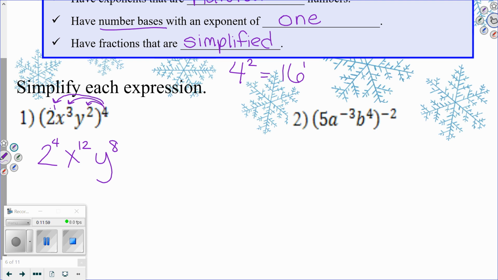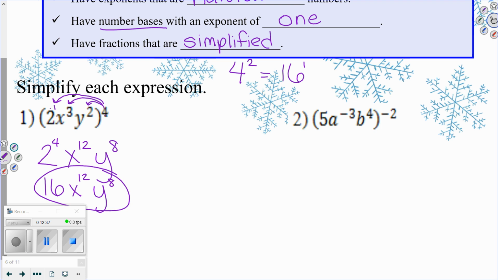Am I good there, or is there anything else I can do? What do you think? Yeah, what's 2 to the 4th? Good. So I have 16, x to the 12th, and y to the 8th. All right, if I went through my little checklist of what we just filled out up there, I have number bases with an exponent of 1. I have no like terms left over. I don't have any fractions, like no negative exponents. I'm good to go.